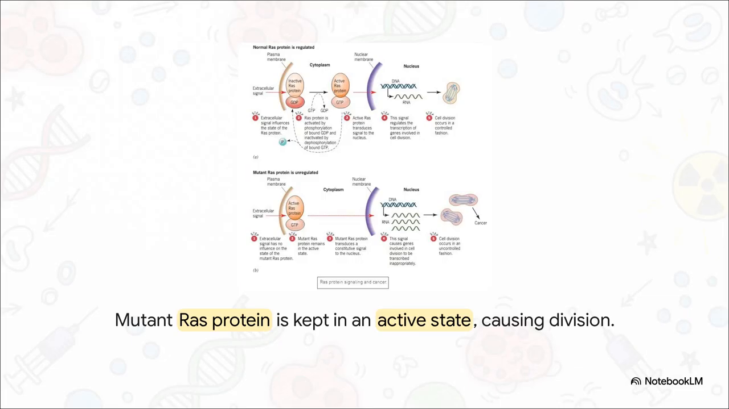But the next generation of treatments, that's where things get incredibly exciting. We're talking about highly targeted therapies. Take a mutant RAS protein, for example. In a healthy cell, RAS is just a normal switch. It turns on to signal growth and turns off when it's done. But a mutation leaves it permanently jammed in the on state.